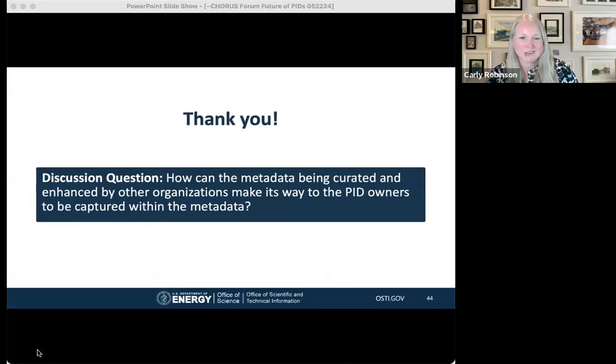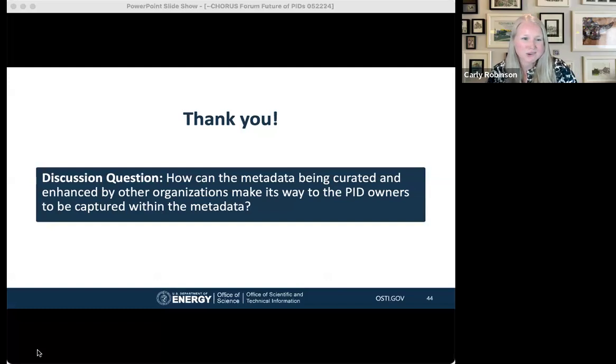I mentioned that we're doing a lot to curate the metadata and enhance it so that we have the highest quality metadata and can make the information even more discoverable, adding persistent identifiers in there. And when we are assigning the persistent identifiers, for example, the DOIs for research outputs, we can include this information in the DOI metadata.